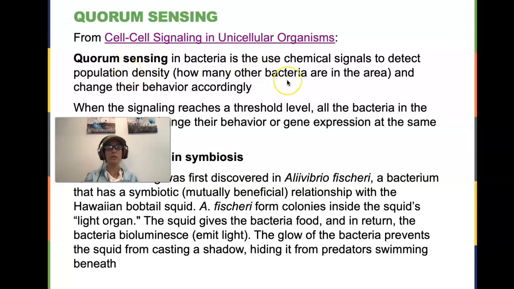Quorum sensing in bacteria means they're using chemical signals, and those chemical signals allow them to detect the population density, because the more bacteria that are present in the population, the higher the concentration of the chemical signal. And the detection of that concentration of the chemical signal is what allows them to determine how many other bacteria are in that area. And then the behavior, the actions of all of the cells in that population will change in response to reaching the threshold of that signal.